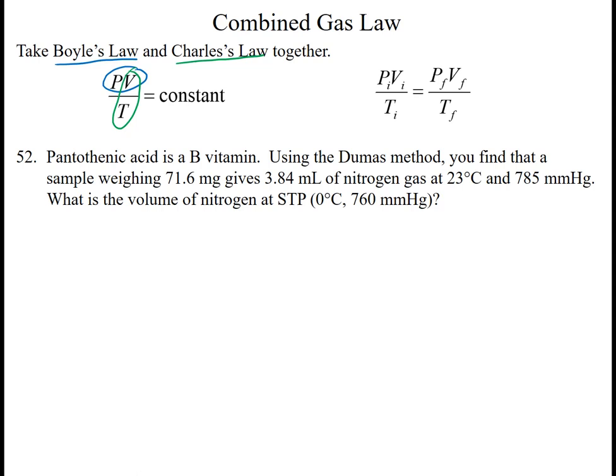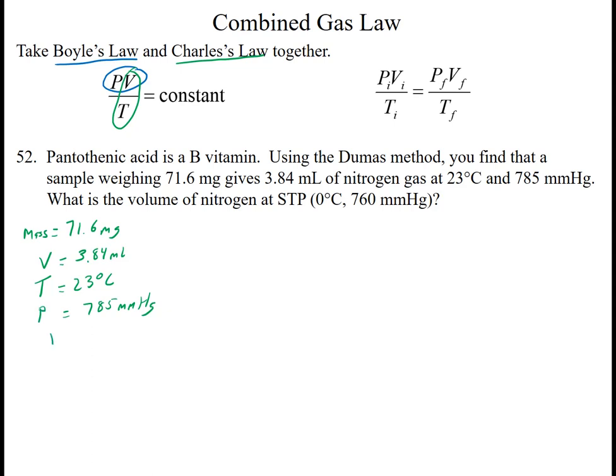Okay. So pantothenic acid is a B vitamin. Finding the Dumas method, which is what they show with the J tubes. Okay. I have a sample weighing 71.6 milligrams. Milligrams is a unit of mass. I have 3.84 milliliters. Milliliters is a unit of volume. I have 23 degrees Celsius, and that's a unit of temperature. And I have 785 millimeters of mercury, and that is a pressure.